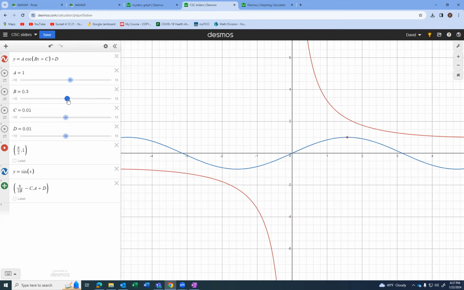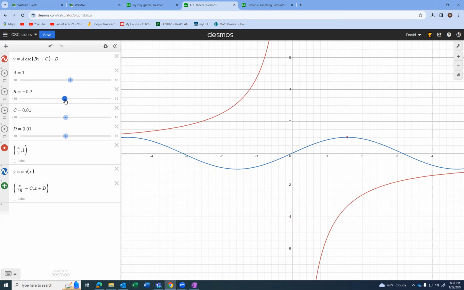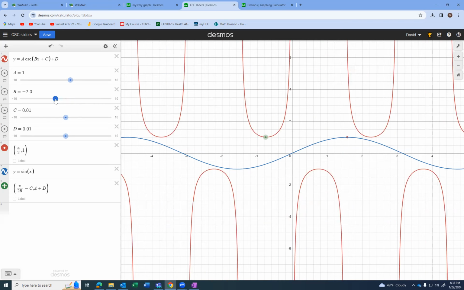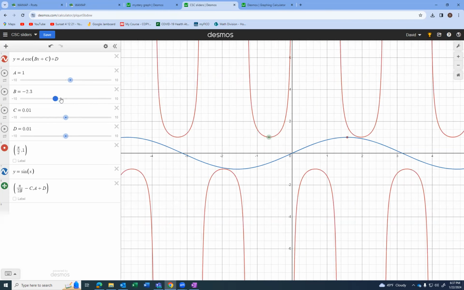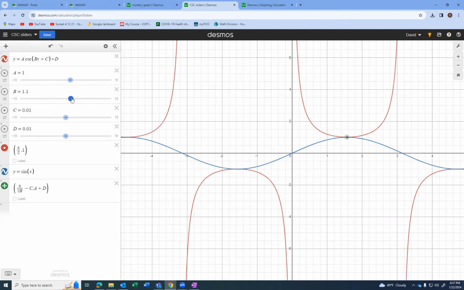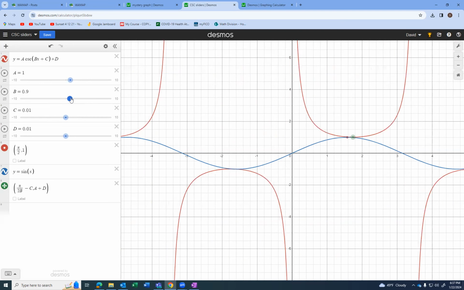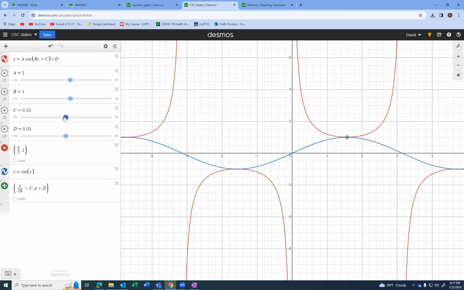And then when you go to negative, it's kind of hard to see there, but with the negative b values, it flips over the y-axis. All right, let's go back to b equals 1.